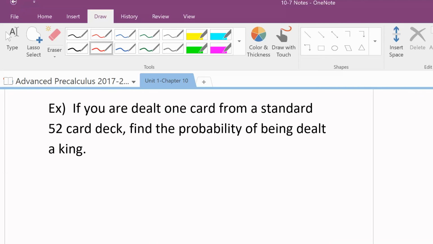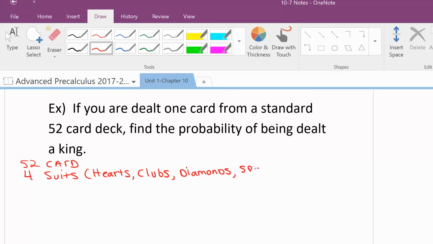If you're dealt 1 card from a standard 52 card deck, find the probability of being dealt a king. Now notice, some things to keep in mind. Yes, there's 52 cards. There's 4 suits. There's hearts, clubs, diamonds, spades. Those are the 4 suits. 2 of the suits, hearts and diamonds, are red. 2 of them are considered black.